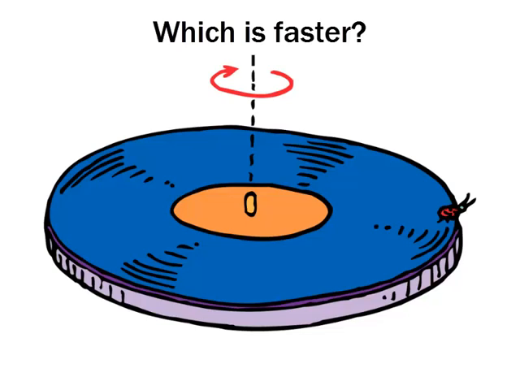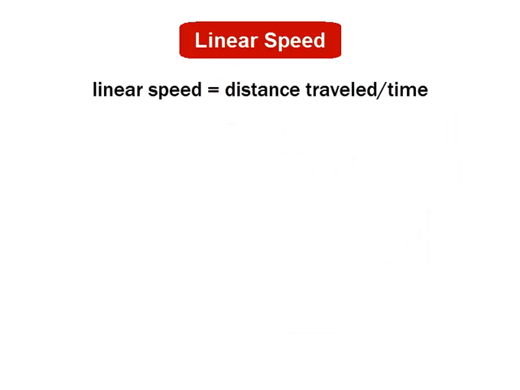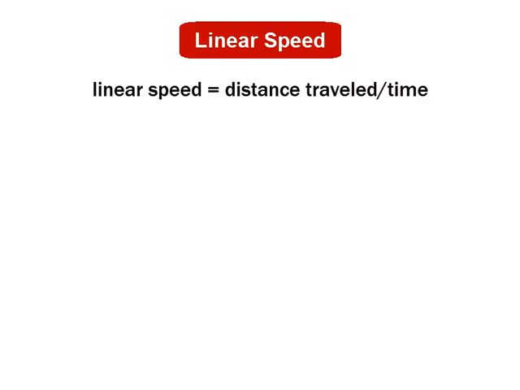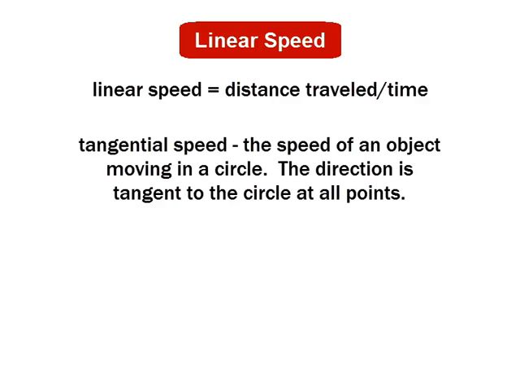Which part of the turntable moves faster? The outer part where the ladybug sits, or a part near the center? It depends on whether you're talking about linear speed or rotational speed. Linear speed is the distance traveled per unit of time. A point on the outer edge of the turntable travels a greater distance in one rotation than a point near the center. The linear speed is greater on the outer edge of a rotating object than it is closer to the axis. The speed of something moving along a circular path can be called tangential speed because the direction of motion is always tangent to the circle.